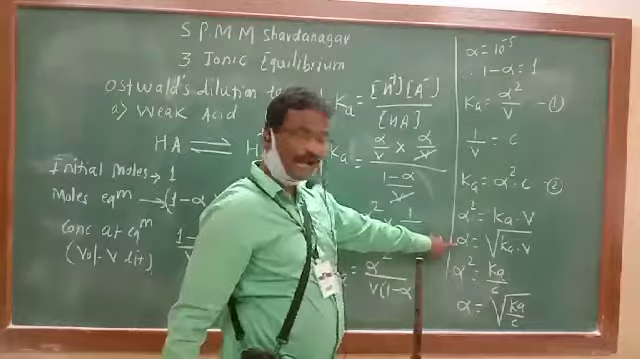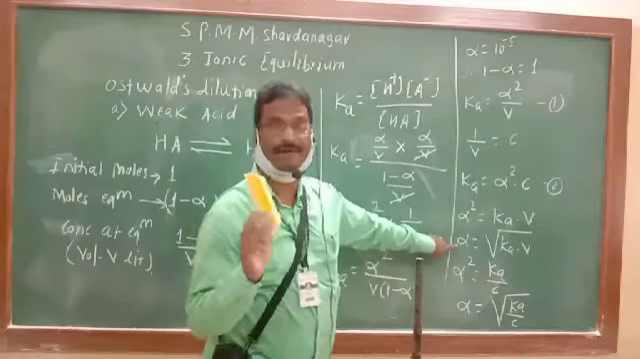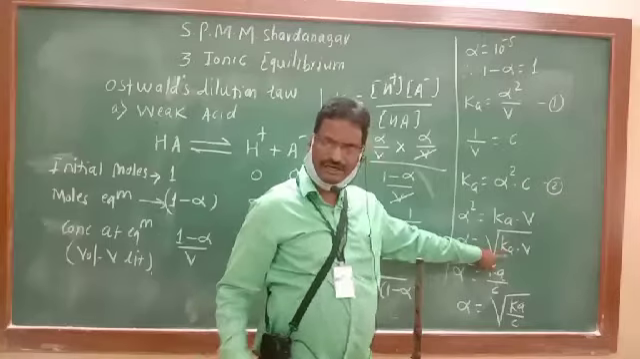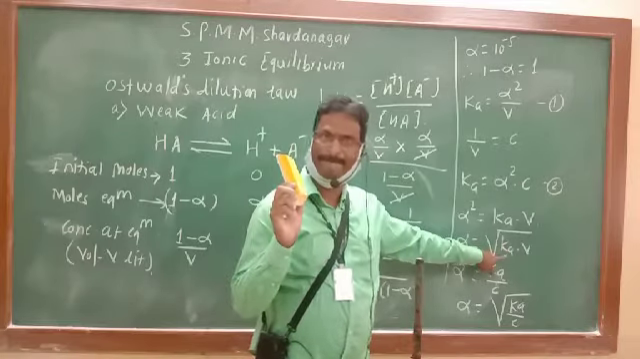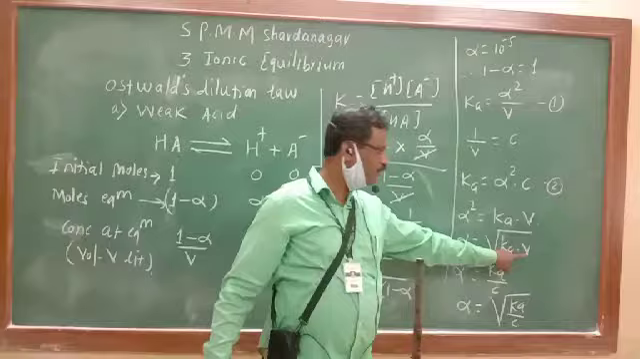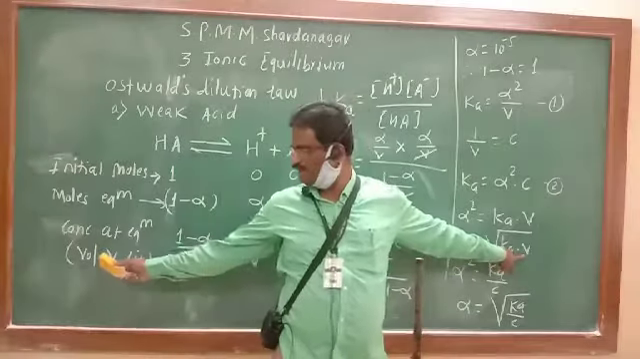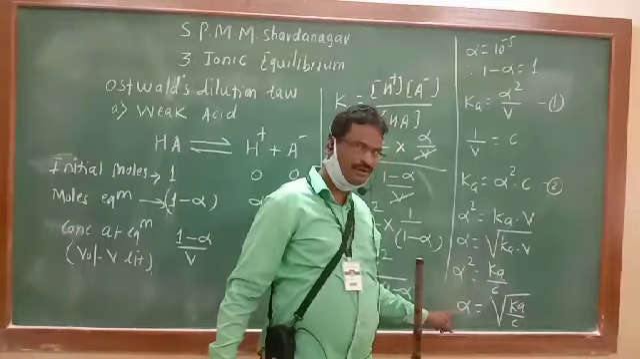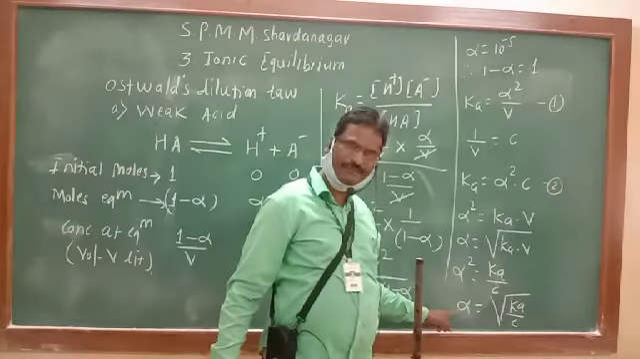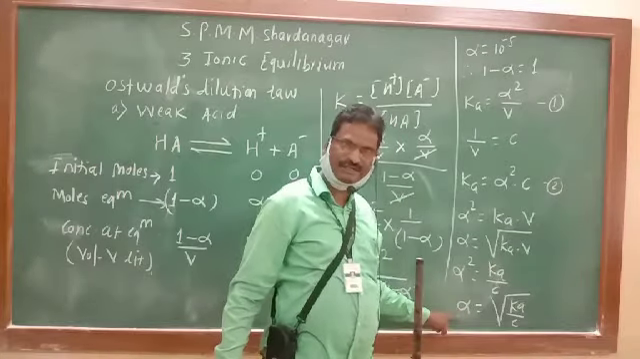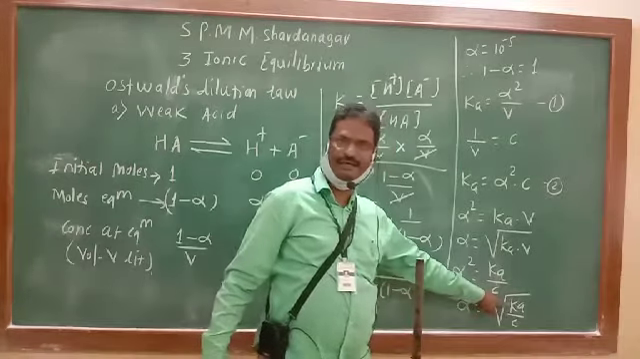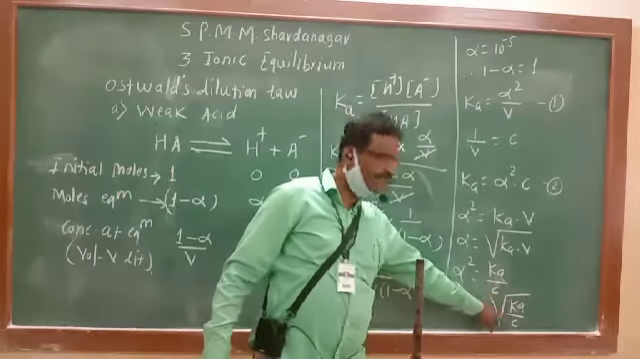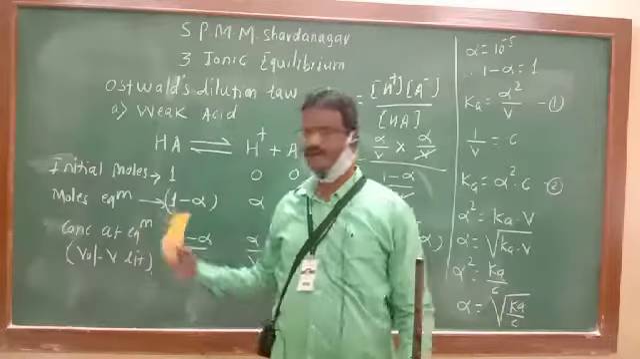Here, alpha is the degree of dissociation. Ka is the dissociation constant of the acid. V is the volume of the solution. Similarly, from this equation also, alpha is the degree of dissociation, Ka is the dissociation constant of the acid and C is the concentration of the acid.